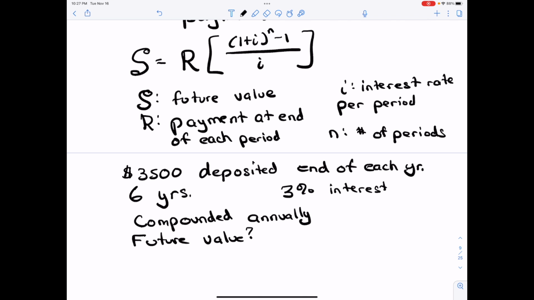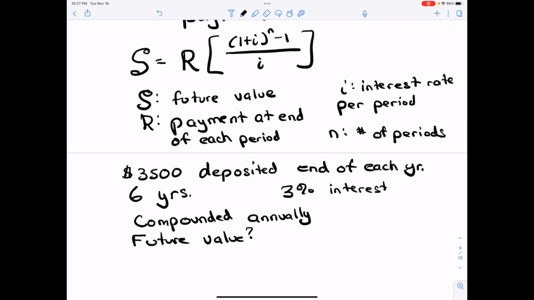At the end of 6 years, that last deposit doesn't get a chance to earn any interest because you're depositing it at the end of the year. But all the previous deposits have started having compound interest stack up on them. And you could work this out the long way and take each one and figure out its compound interest.